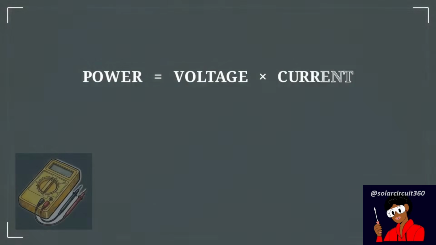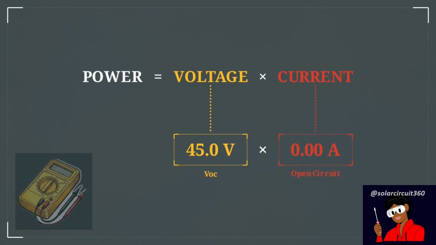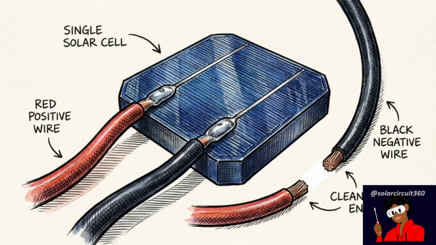The panel generates maximum electrical pressure, but because power equals voltage multiplied by zero current, actual power generation is zero. VOC represents a state of maximum potential energy with zero actual energy transfer.